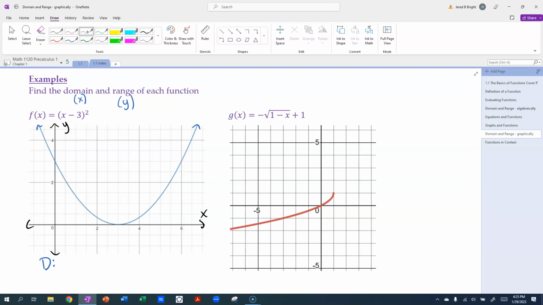Everything? Yeah, actually, it is all real numbers. So minus infinity to infinity, or again, if you like that double bar R, you can use that. But we can put in any x and get out a y value, okay?